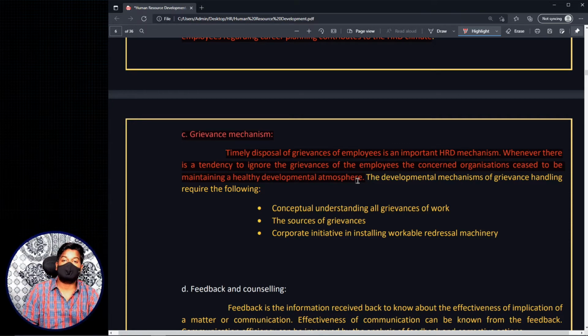Now we cannot say that grievances should not come. It's impossible. Grievances may arise. It depends on the employees, right? The way they perceive each and everything.